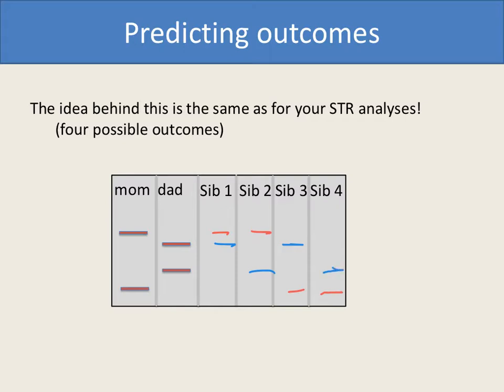Those are the 4 outcomes. Same thing with 2 alleles.